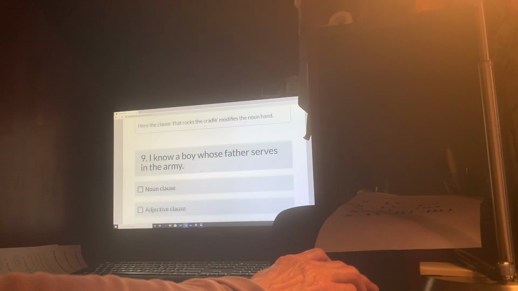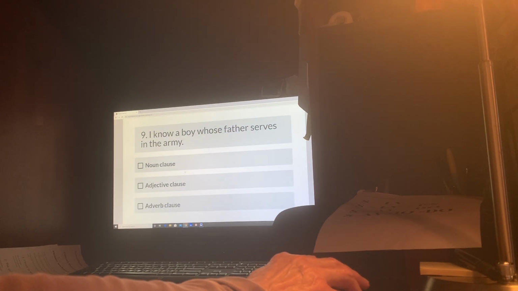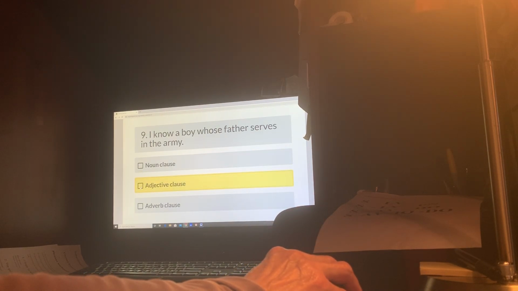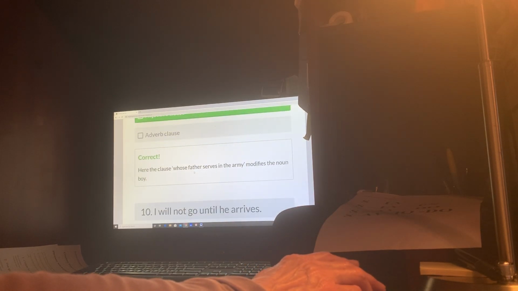Incorrect. I know a boy whose father serves in the army. There's who, whose, whom. Which boy? The boy whose father serves in the army. We saw that one already. So which boy, which one? Adjective clause. Okay.